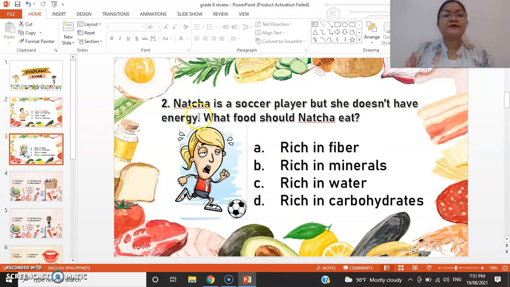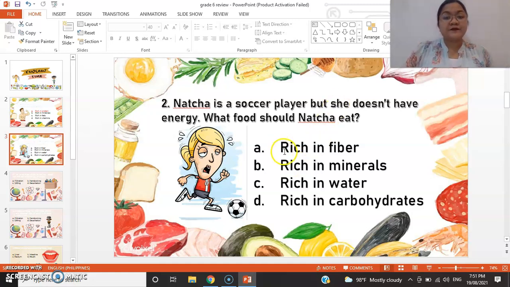Number 2. Natcha is a soccer player, but she doesn't have energy. What food should Natcha eat? Again, what nutrients do we need so that we can have energy?